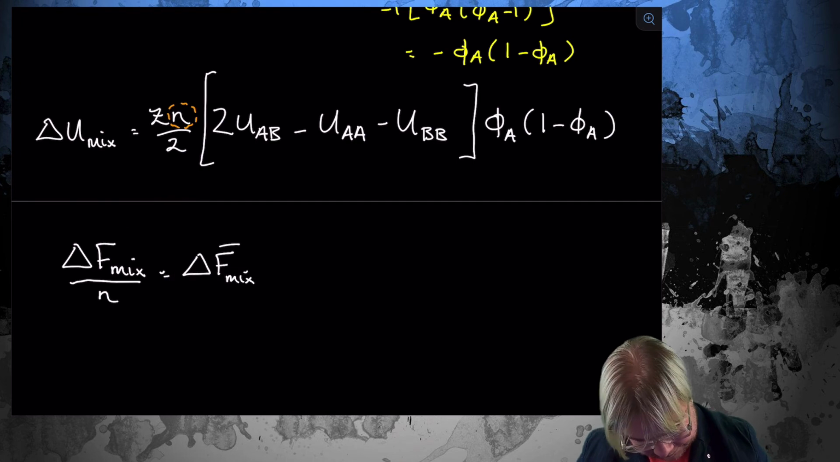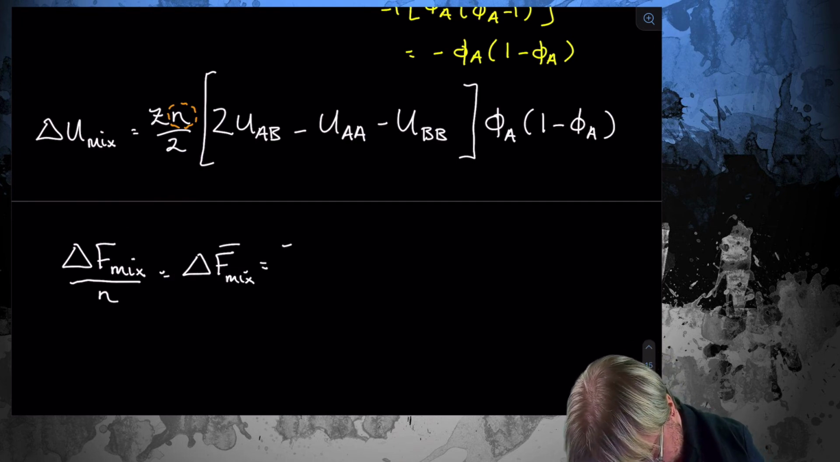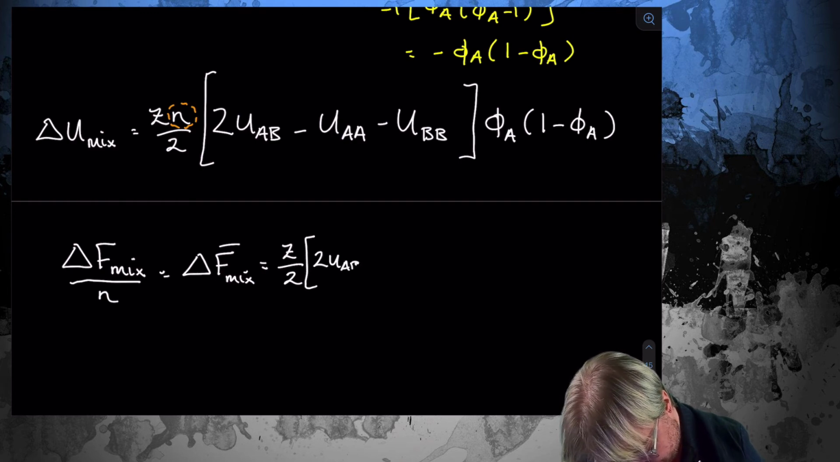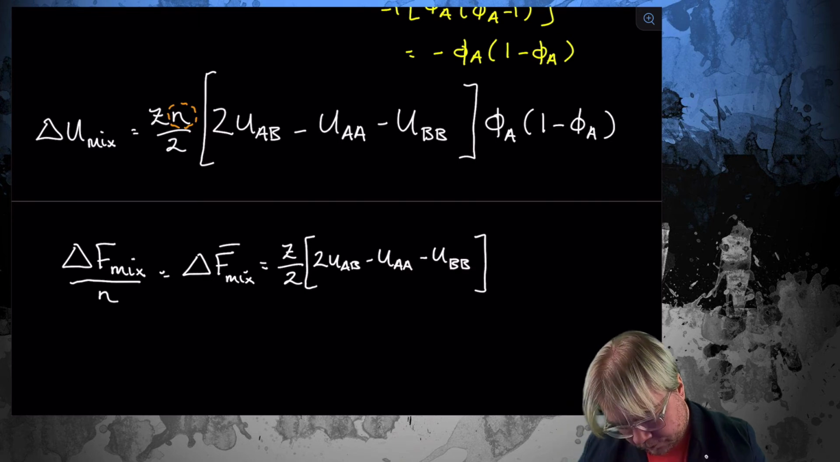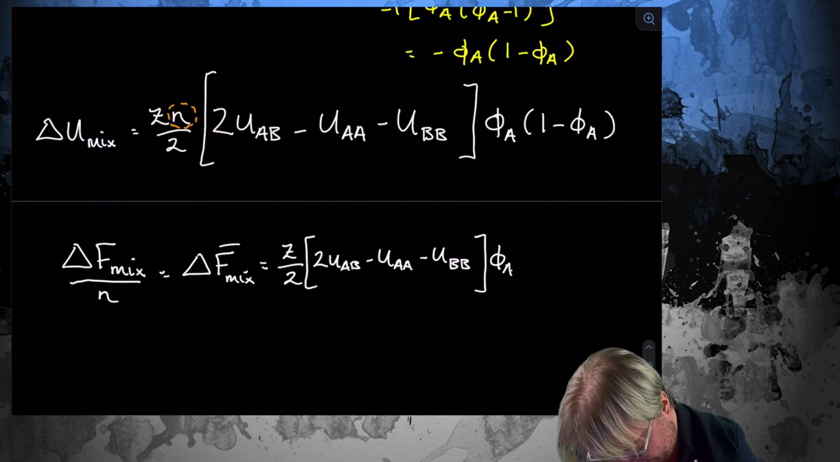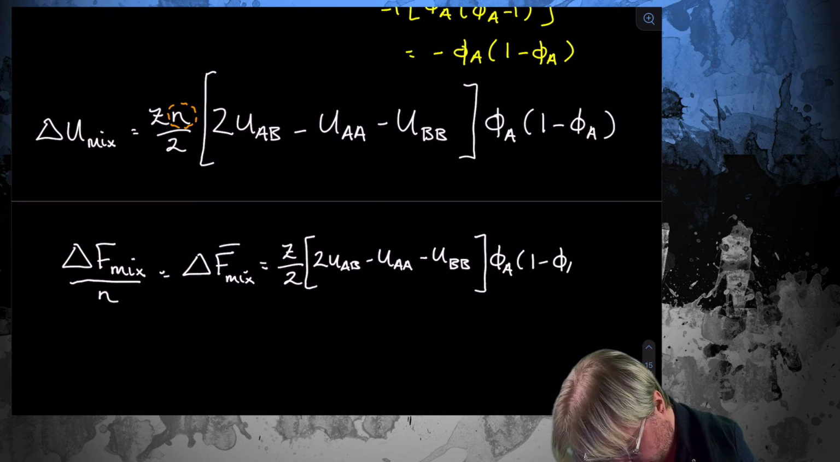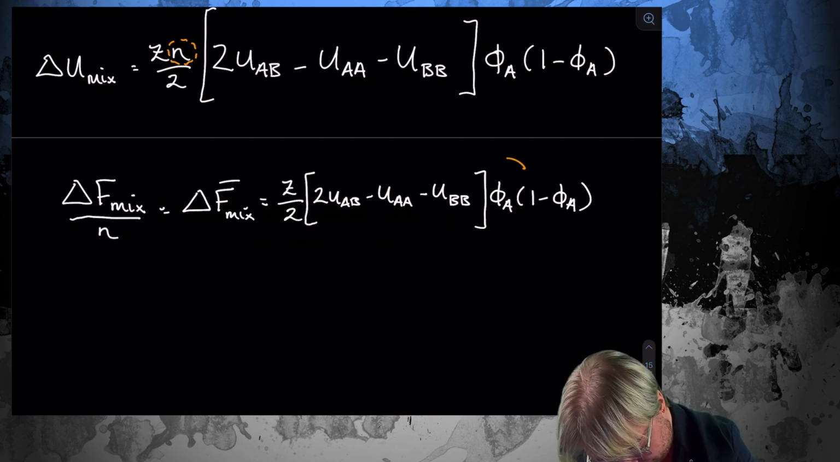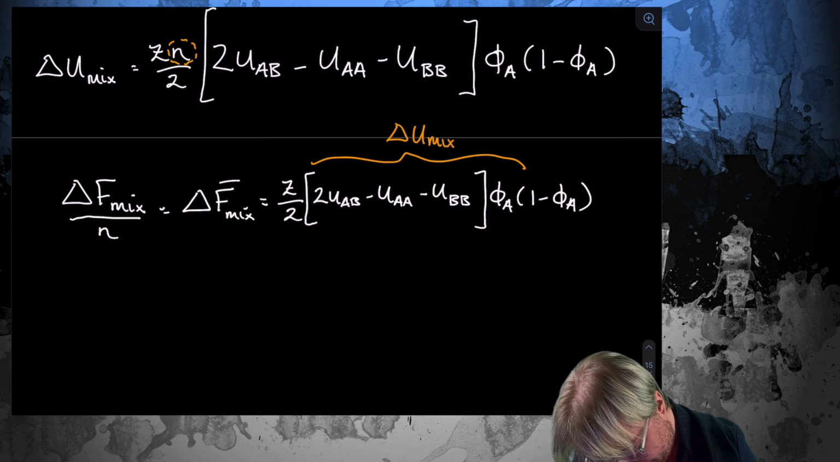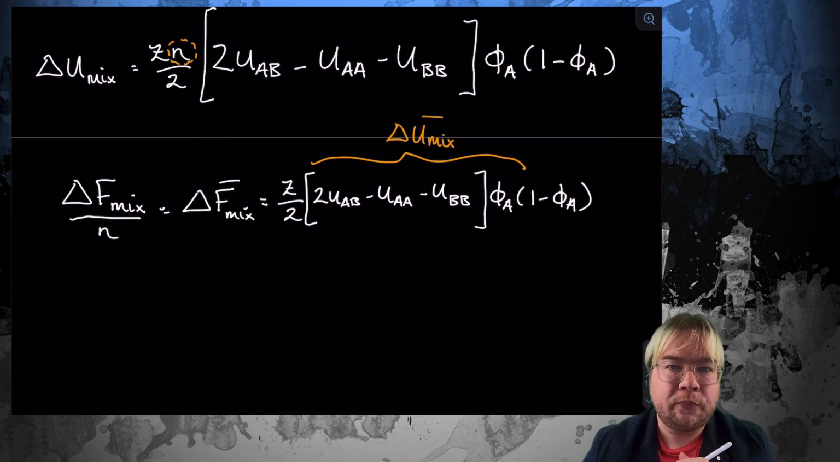So what I'll get is Z divided by 2, 2 UAB minus UAA minus UBB, multiplied by phi A, 1 minus phi A. So again, this term is delta U mix with a bar on top per lattice site.